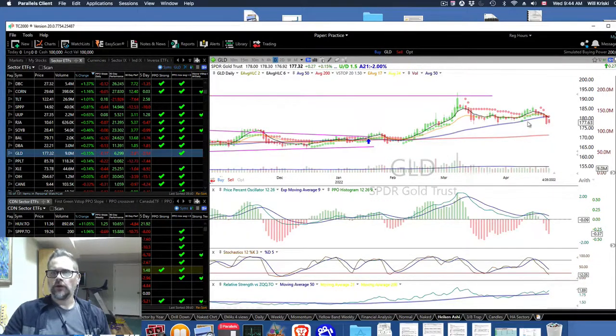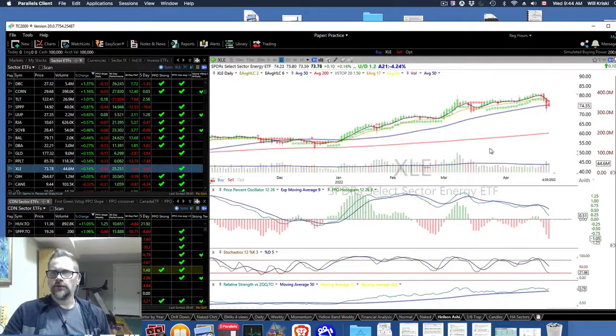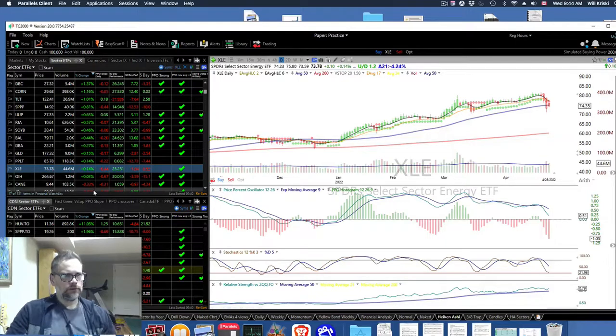Gold isn't looking good either. It broke down below the 50. Energy might be sitting at the 50. So there are pullback opportunities if you start to see it going back up again, and you've got that recent low as your stop. But it's just time to be a little bit careful. So I think that's all I want to say.